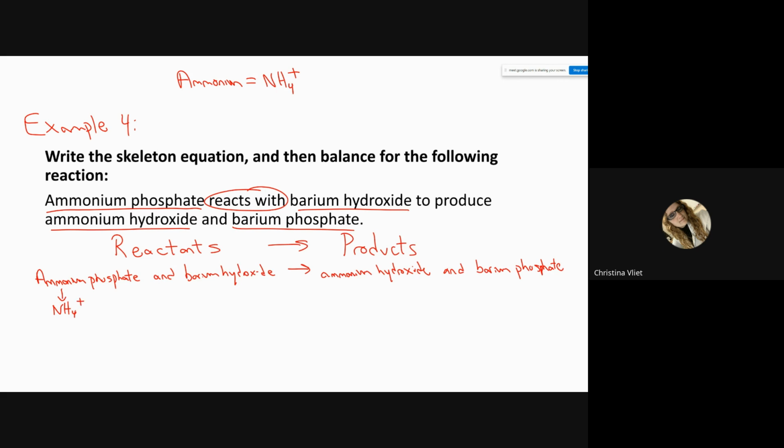What's phosphate? If you see ATE at the end, you definitely have a polyatomic ion. If you don't remember it off the top of your head, look at the chart. Remember, I'm giving you that chart on Friday. Use your resources. What is the formula for phosphate?